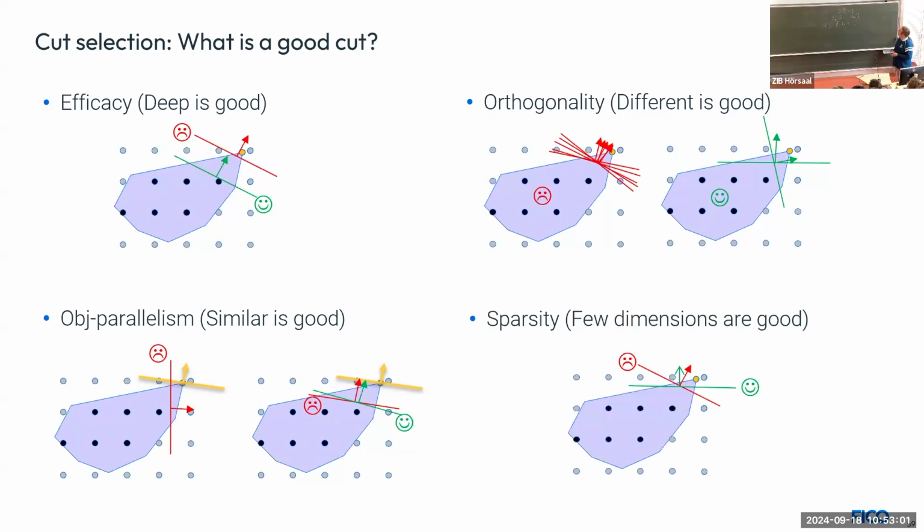And sparsity is having fewer variables in the support. So this is a single variable cut. It's a 2 variable cut. Again, hard to draw a meaningful picture in 2 dimensions. Hard to draw any picture in significantly more than 2 dimensions.